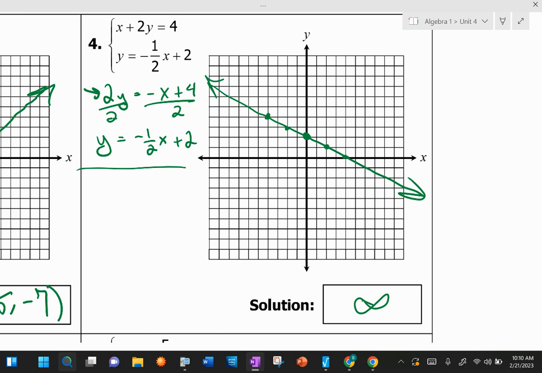No worries, nothing better than asking a question that nobody heard. If I want to split the 2 and the y up, what do I need to do? Divide by 2. Okay, now when I divide or multiply, you have to do that to everything. So I'm going to divide the 2y by 2, the negative x by 2, and the 4 by 2, which is going to give me y equals negative 1/2 x plus 2. Now what does that look like? That looks like the second equation. Those are the exact same line.